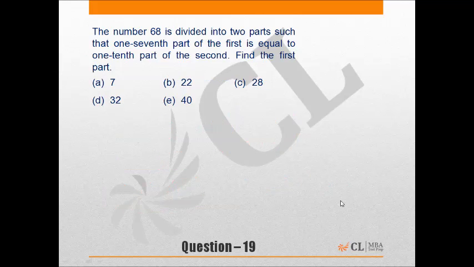Question number 19. The number 68 is divided into two parts such that 1/7 of the first part is equal to 1/10 of the second part. Find the first part. Effectively, if the two parts are A and B, the question is saying A by 7 is equal to B by 10. A is the first part, B is the second part.